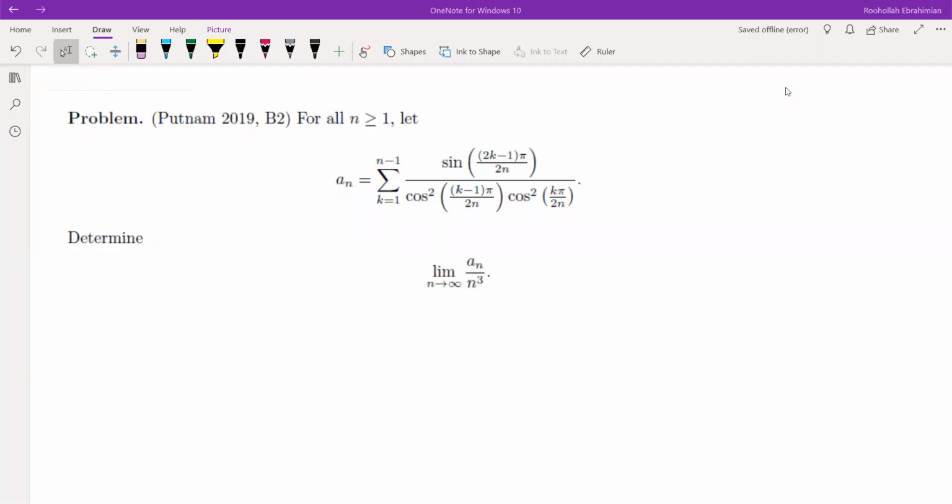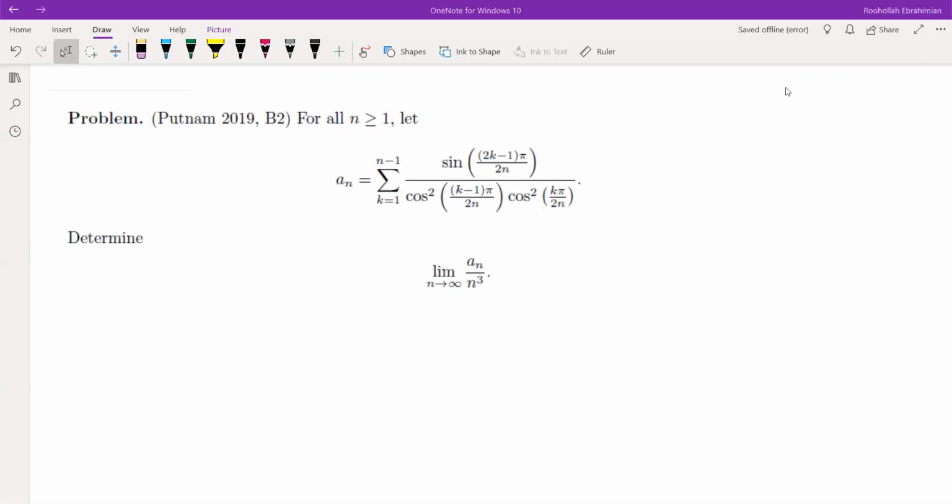Okay, so today I'm going to solve this problem from Putnam 2019 B2. The question is essentially asking you to find a limit, although the limit involves a series. The first thing I see here is a sequence of partial sums, which is basically asking you to estimate the infinite series. In other words, if you compare that sum with n cubed, how large is that sum with respect to n cubed?